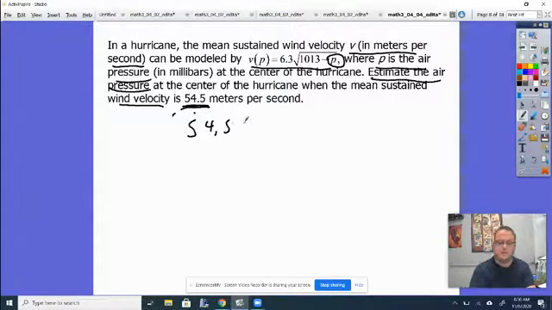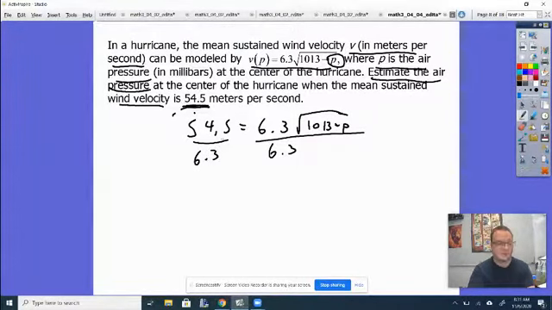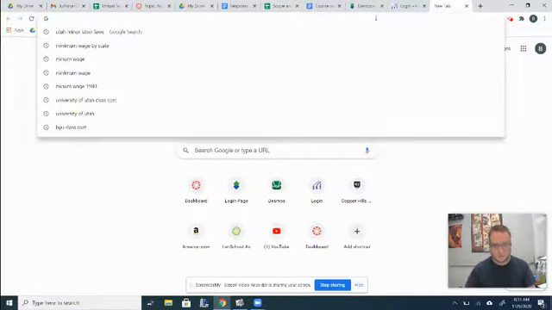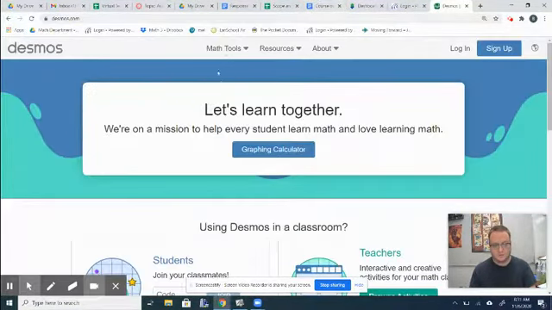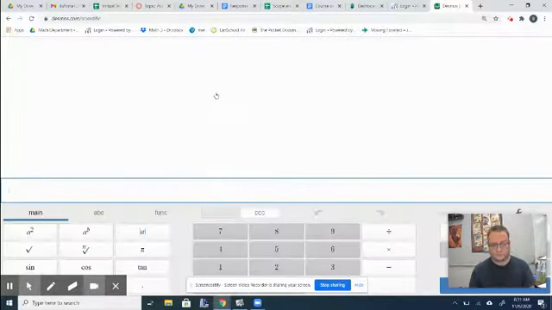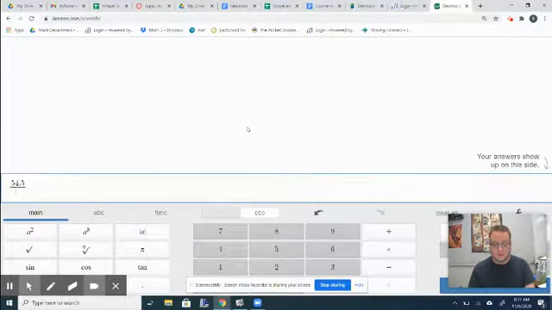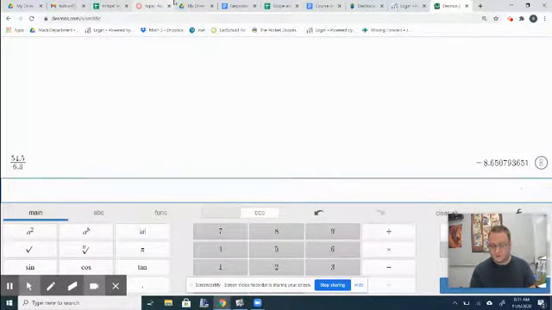54.5 equals 6.3 square root of 1013 minus P. Okay, and again, just to solve this the same way. Divide by 6.3, divide by 6.3. Okay, I can't do that off the top of my head. There we go, over to Desmos real quick. So we're doing 54.5 divided by 6.3. Okay, and I get an approximate answer.